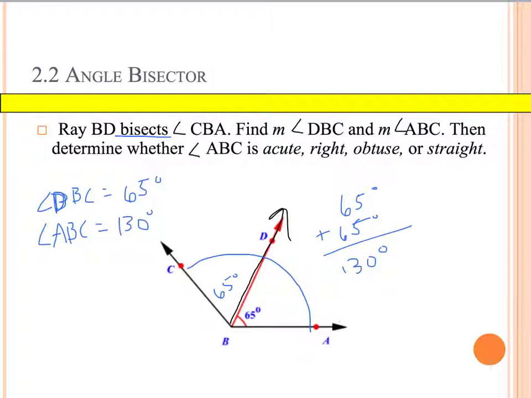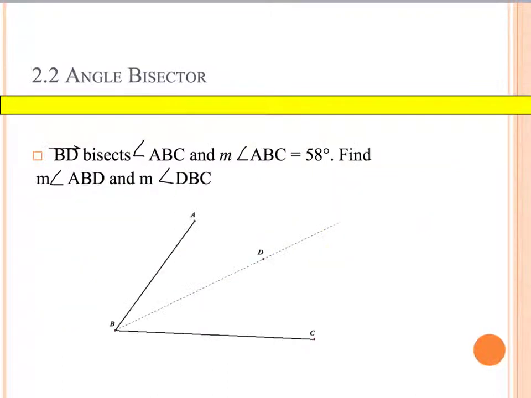Okay, what that also tells me, ABC, what type of angle is it? It is going to be greater than 90, which means it is obtuse. Obtuse angle. Okay, greater than 90. Excellent. Let's try another one.